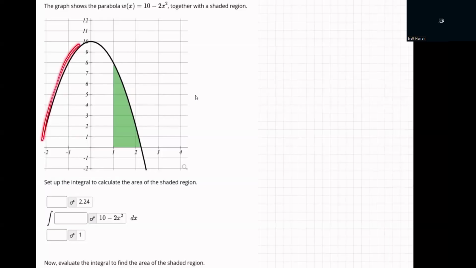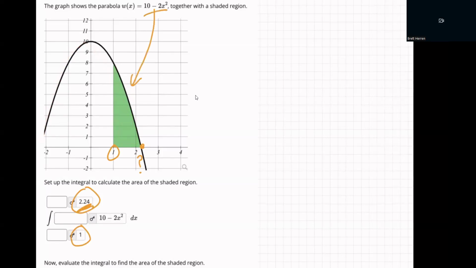Okay, so they're giving us a parabola and they want us to find this green shaded area. At least they want us to set up the integral to find that. How would we do it? Well, it's going to be the integral from 1 to something. You can see the answer right there is 2.24. From 1 to 2.24. How'd they find that?